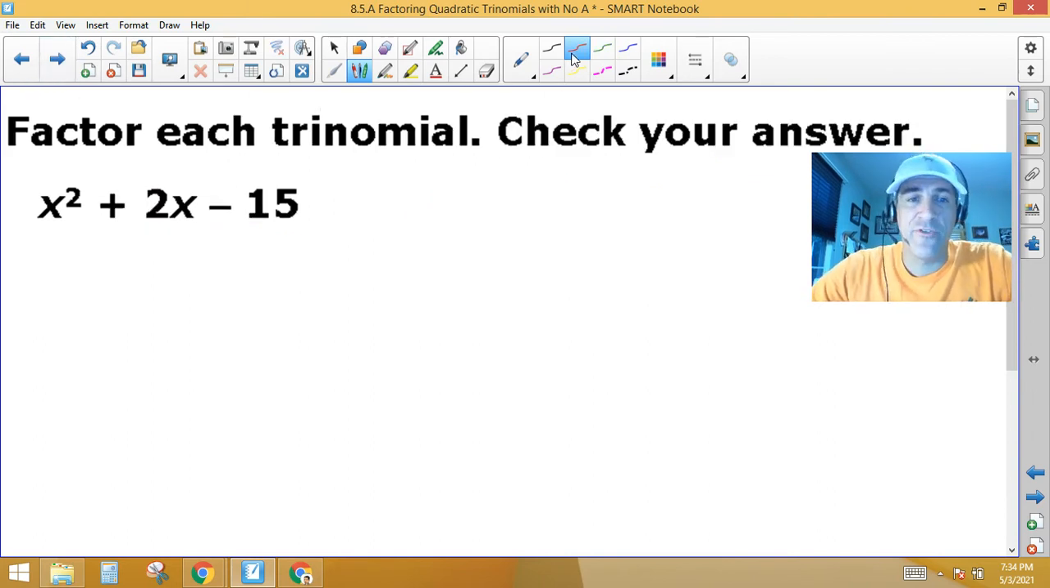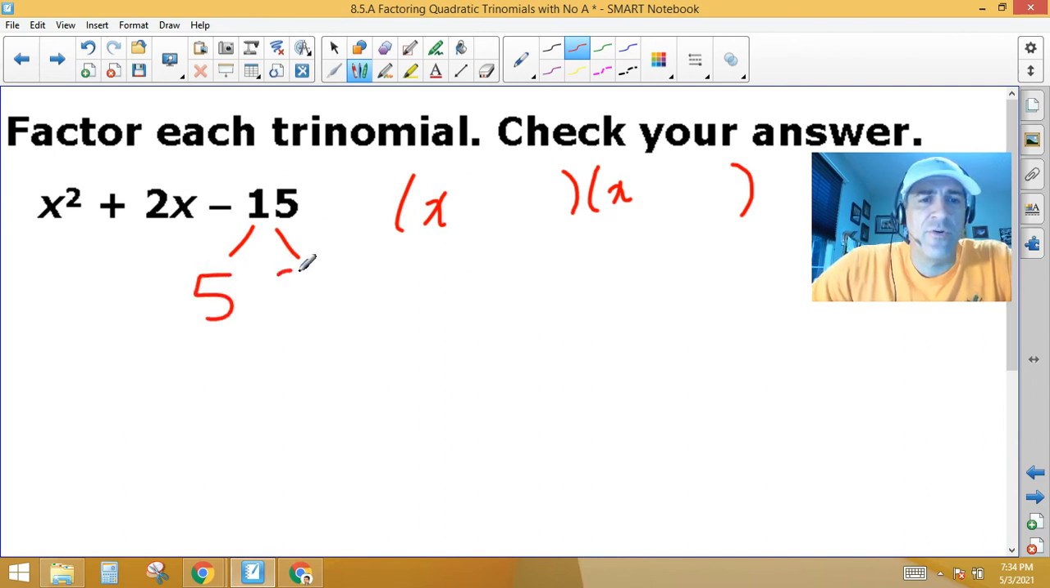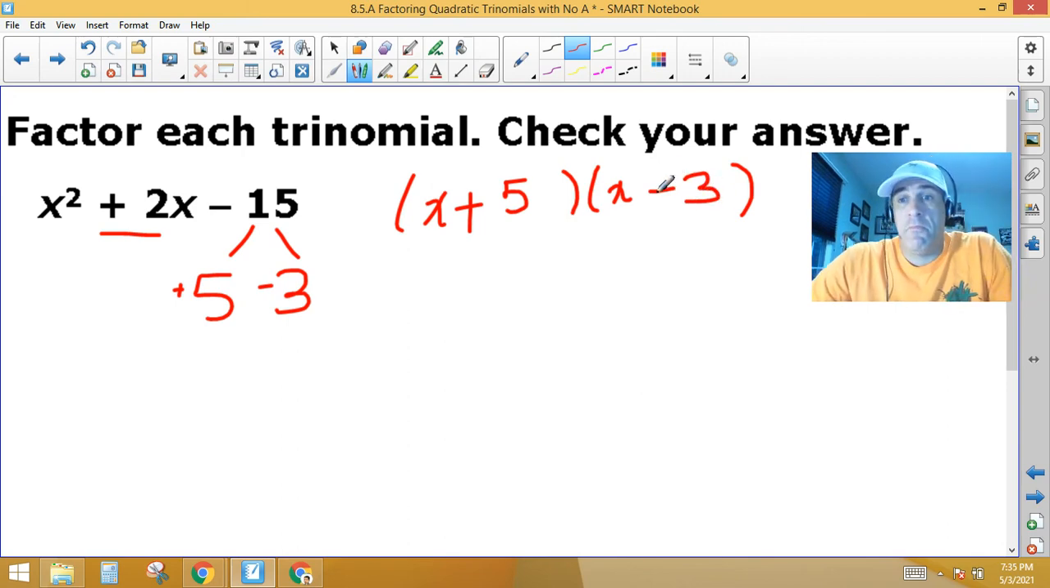All right, my turn again. I want to find 2 factors of negative 15 that add to get 2. So I'm going to put my hint down like every time. Well, 5 and 3 is pretty much going to do it, right? One of them has to be negative. But since this is plus b, I want the larger of the 2 to be positive. So the 3 will be negative. So this would be x plus 5, x minus 3. That's the factored form.